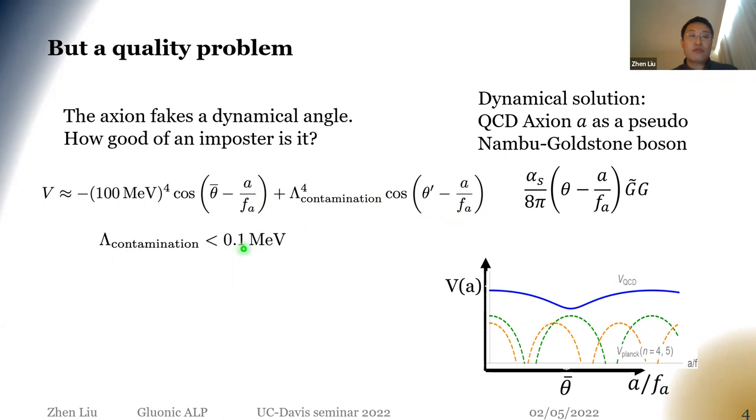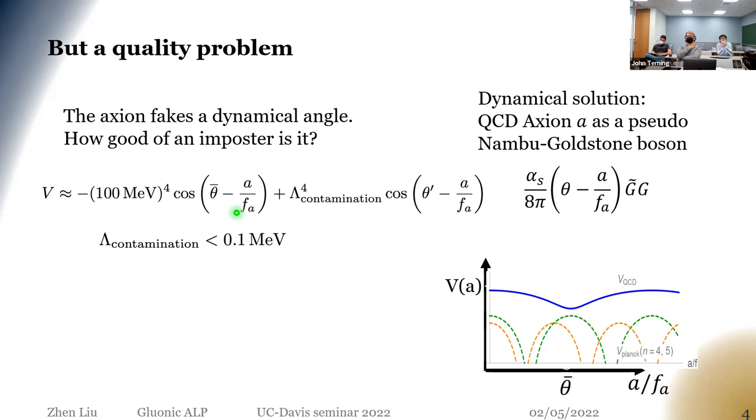Sometimes people identify this as a quality problem, which means the axion potential itself has to be of really high quality, as it is subject to the contaminations of small corrections, small contaminations.